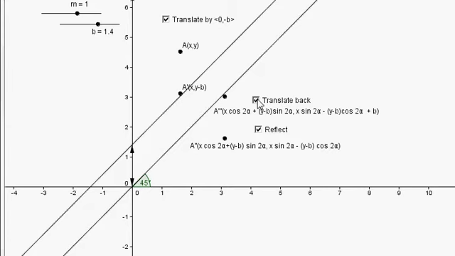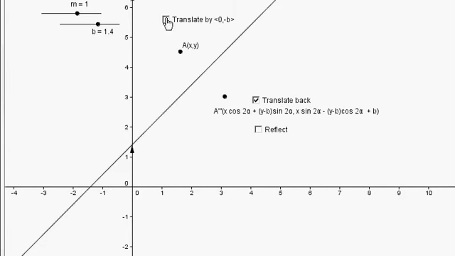If I hide some of these other things, let's see, translate back, I want to see that, get rid of that, get rid of that. There's my final result, the reflection across that line. The x-coordinate looks very similar to reflecting across a line through the origin, but it has the y minus b. X cosine 2 alpha plus y minus b sine 2 alpha, because we had to translate everything down to the origin first. And then translate it back, but that didn't move the x-coordinate. And the y-coordinate is x sine 2 alpha minus y minus b cosine 2 alpha plus b.